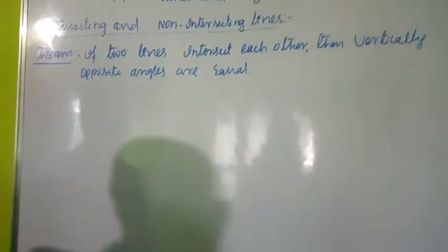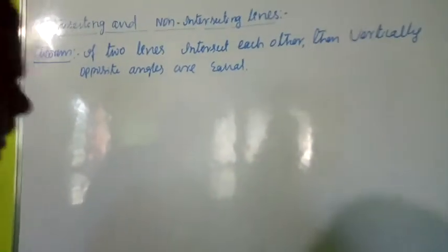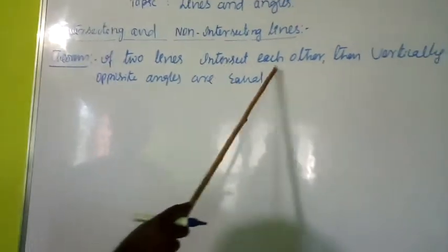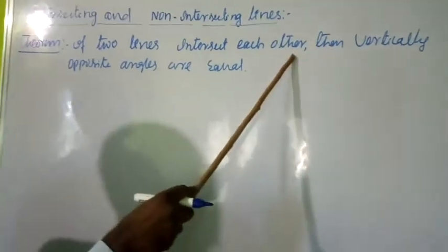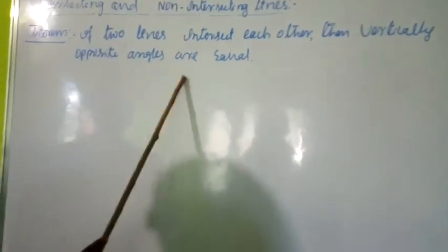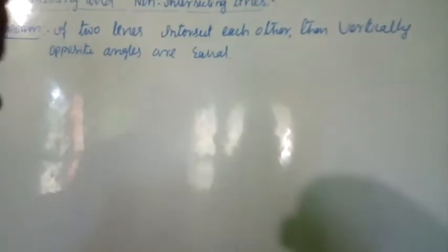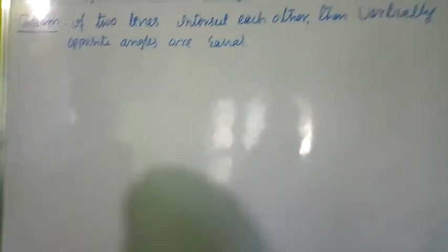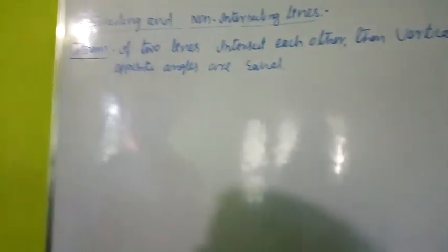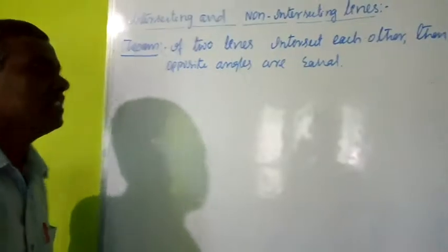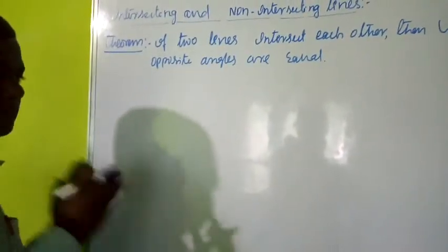Okay students, once again please read the statement. If two lines intersect each other, that is, they pass through a common point, then vertically opposite angles are equal. That means the angles opposite to each other are always equal. So this is about your statement. Whatever statements are given in mathematics, first read what is given and what we are going to do.